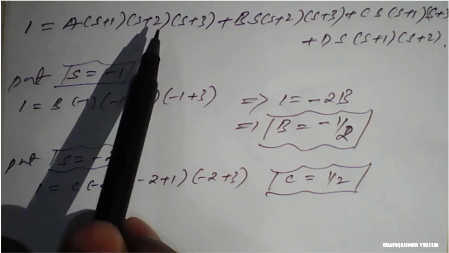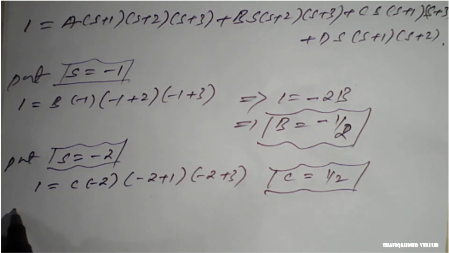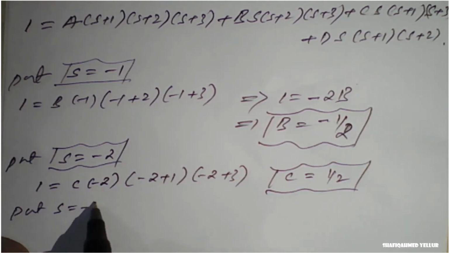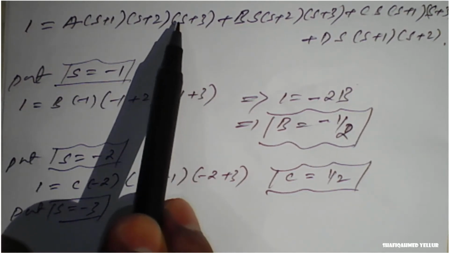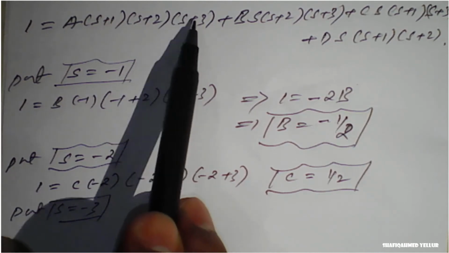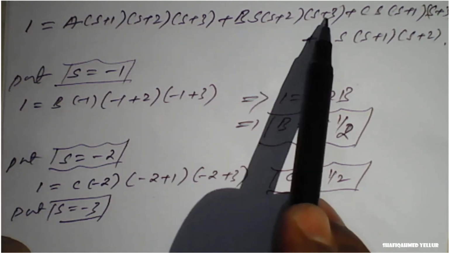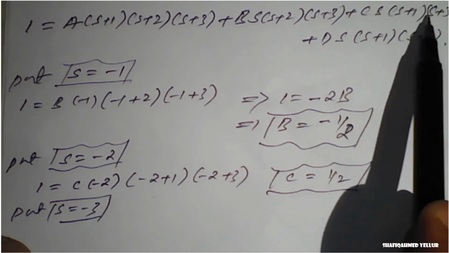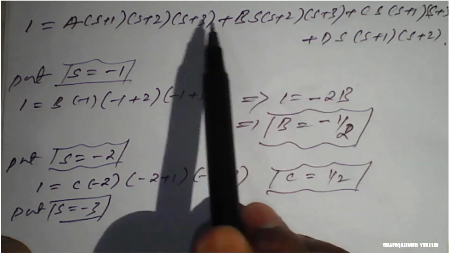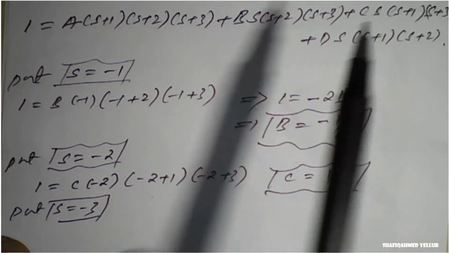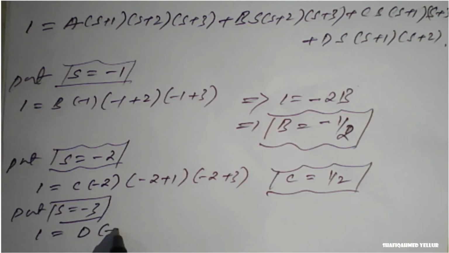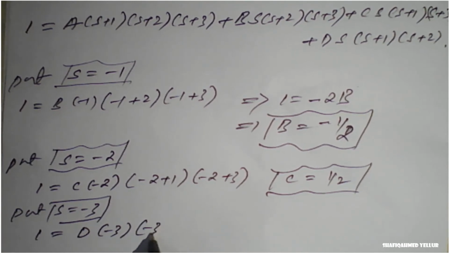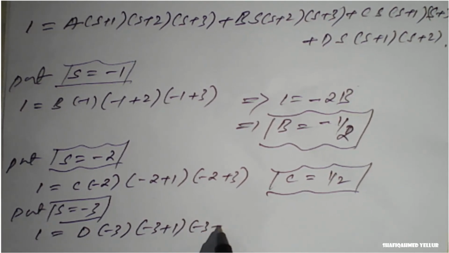Next we have taken s is equal to minus 1, s is equal to minus 2, now we'll take s is equal to minus 3. So if I put s is equal to minus 3, again a will vanish, because here minus 3 plus 3 will be 0, 0 into this entire thing is 0. So b also will vanish because we have s plus 3 bracket. C also will vanish because we have s plus 3. So a will vanish, b will vanish, c will vanish, only d will be left. So therefore if I put s is equal to minus 3, we'll get 1 is equal to d term, that is d into minus 3 minus 3 plus 1, minus 3 plus 2.